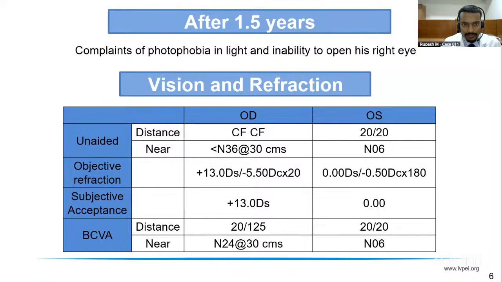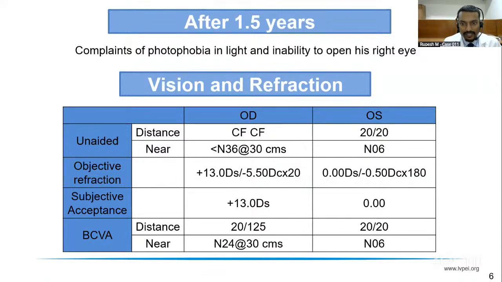In this visit we recorded the unaided visual acuity in the right eye as CFCF, with 20/20 in the left eye. The patient was non-symptomatic, so we performed objective refraction, which revealed plus 13 diopter spherical with 5.5 diopter cylindrical at 20-degree axis in the right eye, and in the left eye plano with 0.5 cylindrical at 180-degree axis. The subjective acceptance in the right eye was plus 13 diopter spherical, with which the visual acuity improved to 20/125 for distance and N24 at 30 centimeters for near.